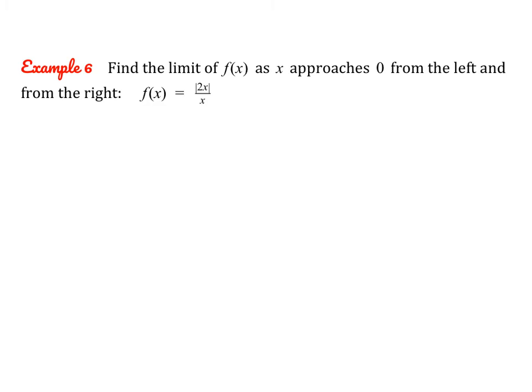So here we have f of x equals the absolute value of 2x over x. Let's sketch a quick graph of this function. If you plug in a few x values, for example, if you plug in positive 3, you get 2. If you plug in positive 2, you get 2. If you plug in positive 1, you get 2. And we know that this would continue, except we know that x cannot be 0.